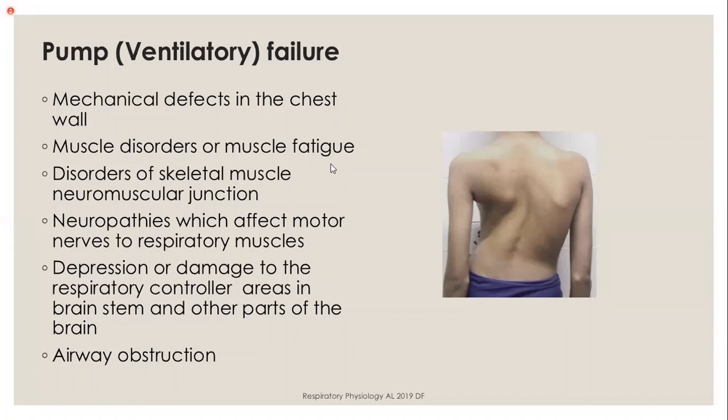Okay, but that doesn't happen in the first instance. It will take some time for the muscle fatigue to set in. And then disorders of skeletal muscle neuromuscular junction, such as myasthenia gravis, cause impairment of muscle contraction, and neuropathies, which affect motor nerves to the respiratory muscles, will again affect muscle contraction. And then depression or damage to the respiratory controller areas in the brainstem and in other parts of the brain.